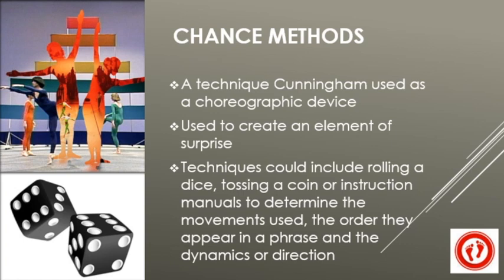This technique could include rolling a dice, tossing a coin, or using instruction manuals that he created to determine what movements were used, what order they might appear in a phrase, and also maybe change the dynamics or the direction of the work. He used this in performances, so he might have set phrases and rolled the dice to determine which phrase was going to be performed when on the stage. He also might have done this to think about who he would choose to perform that evening. So there are a variety of ways that we can use chance methods in choreography.